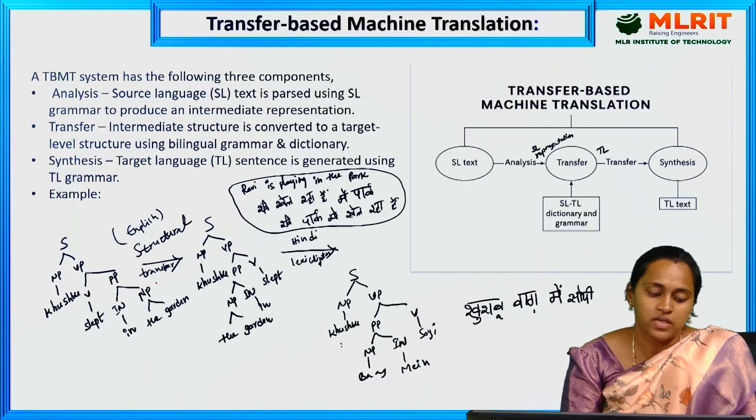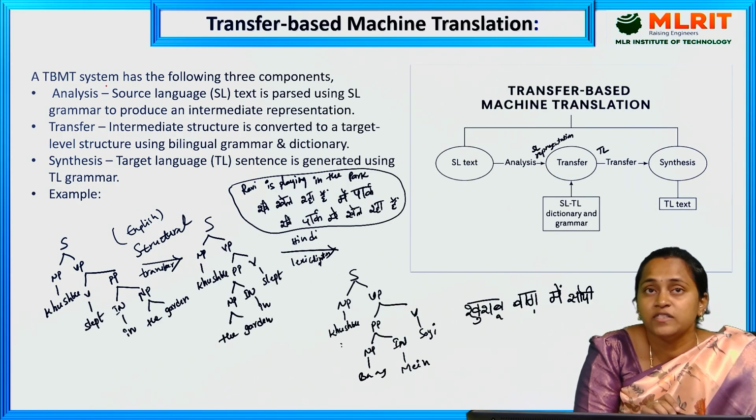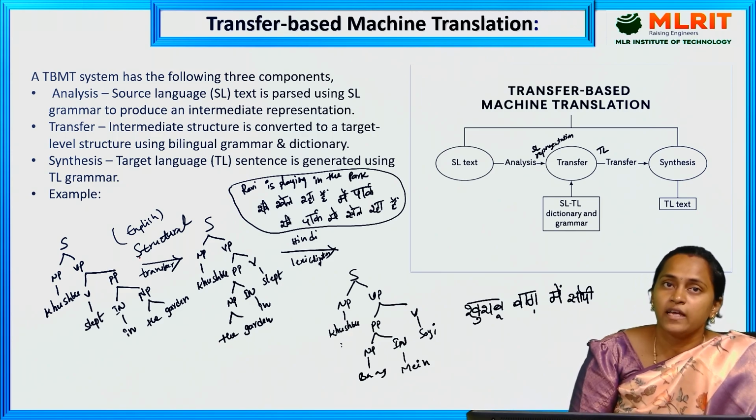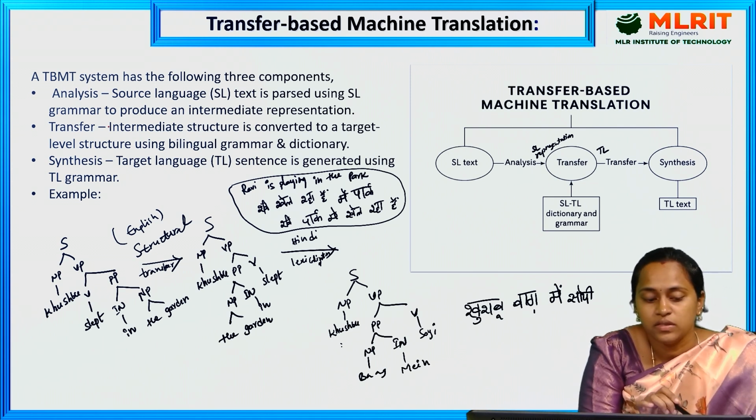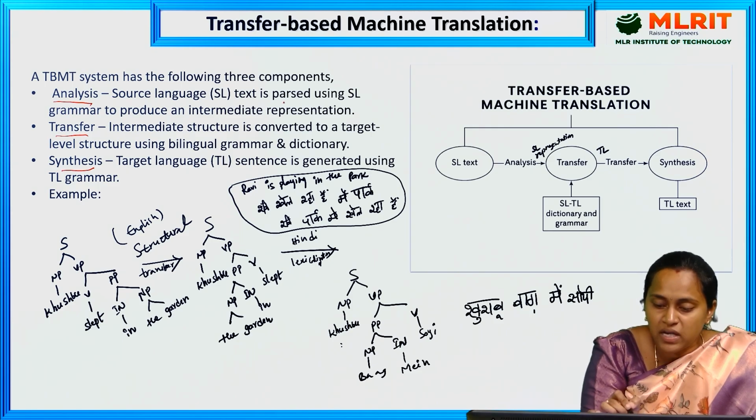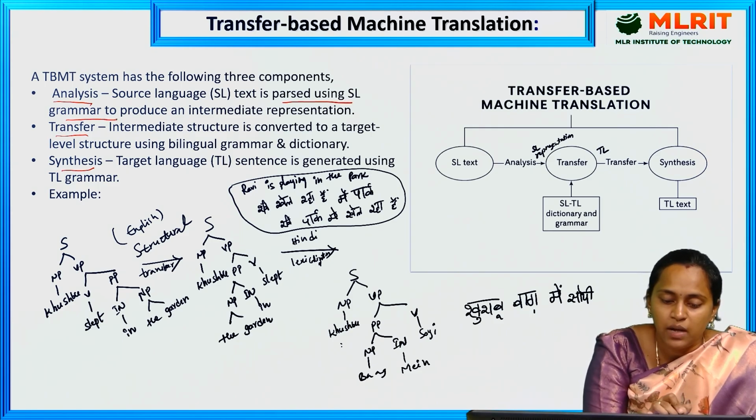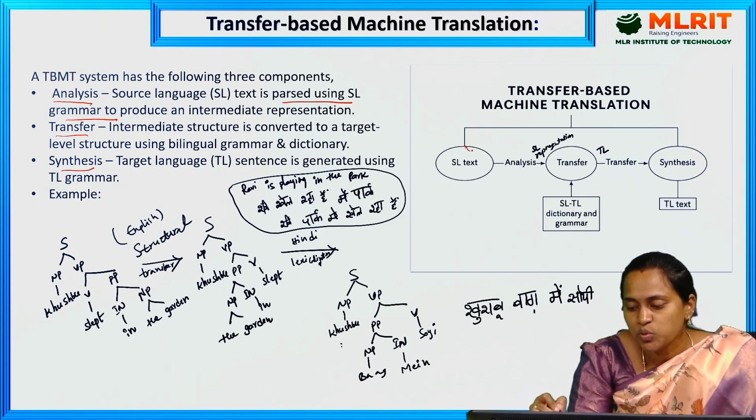See the first one, transfer-based machine translation. So what is the meaning of transfer-based machine translation? We are transferring from one language, through a structured representation, to another target language. How can we do this process? By using the analysis, transfer, and synthesis steps. So what is the meaning of analysis? The source language text is parsed using the source language grammar to produce the intermediate representation.